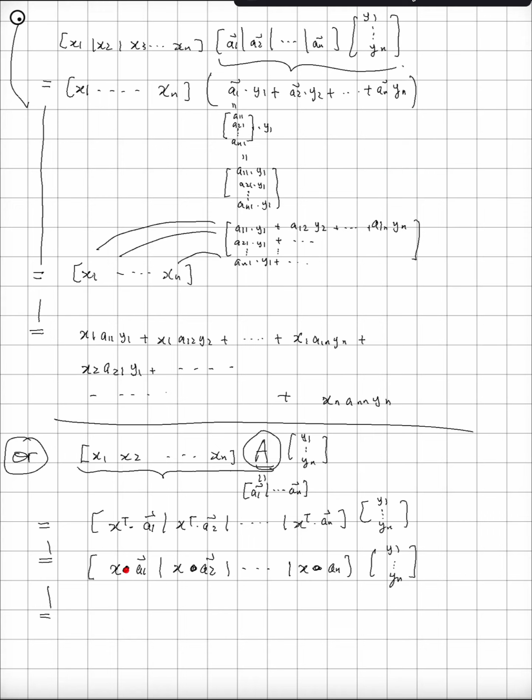And then, this is a 1 by n matrix, and this is an n by 1. So finally, it's just x1 dot product a1, y1, then x dot product a2, y2, and so on up to the dot product an, yn. This is a real number, and the multiplication is by a real number.